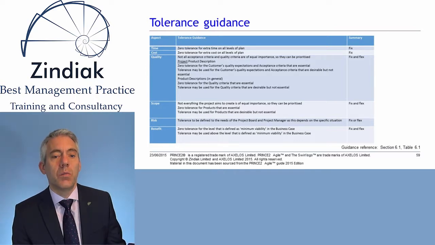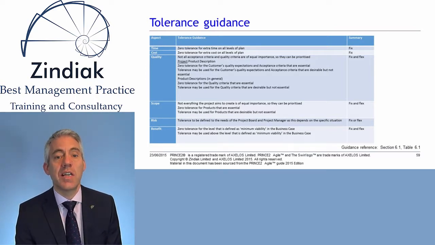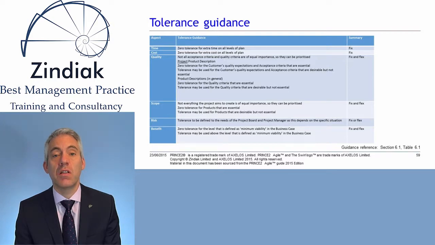Perhaps the way you're managing those areas of uncertainty is through the use of Scrum or Kanban or other Agile methodologies. With regard to benefits, PRINCE2 Agile suggests 0 tolerance for the level of benefit that's defined as a minimum viable product in the business case, and then tolerance can be used for benefits above and beyond that. So in summary, for the 6 aspects that we want to control on a project, the difference between a PRINCE2 Agile project and any other project is simply that on an Agile project we will fix the time and the cost, and only quality, scope, risk and benefits can be flexed. Only quality, scope, risk and benefits have tolerances.